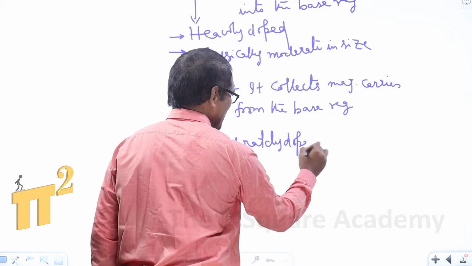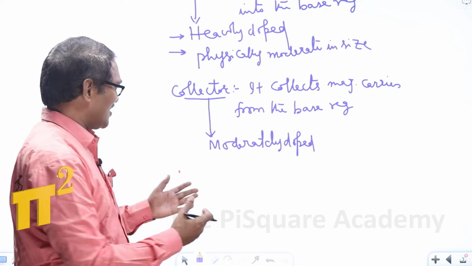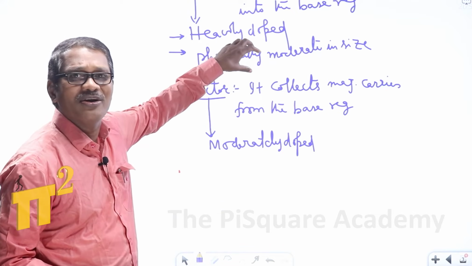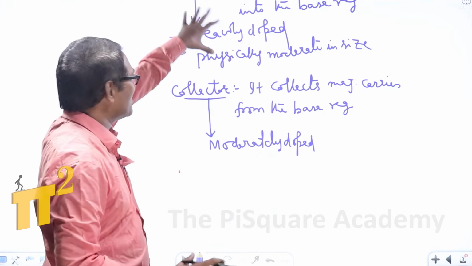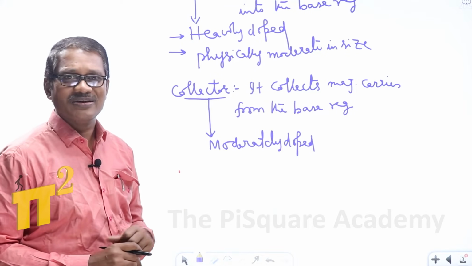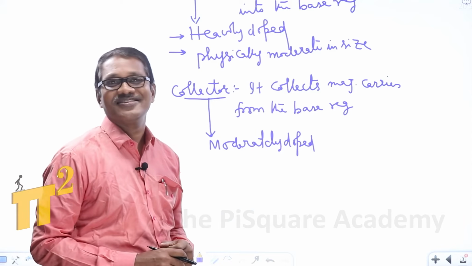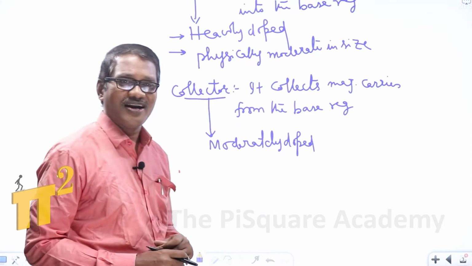So, here two cases are there. Why must it be moderately doped? Immediately the next question is, the emitter is heavily doped. Why must it be heavily doped? To inject more number of charge carriers into the base region, it must be heavily doped. That is the reason why the emitter is characterized by heavy doping concentration. Have you understood this? And at the same time, why must the collector be moderately doped?